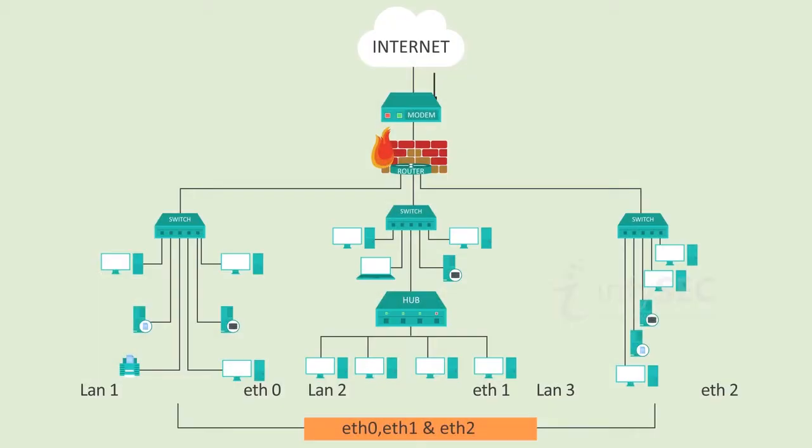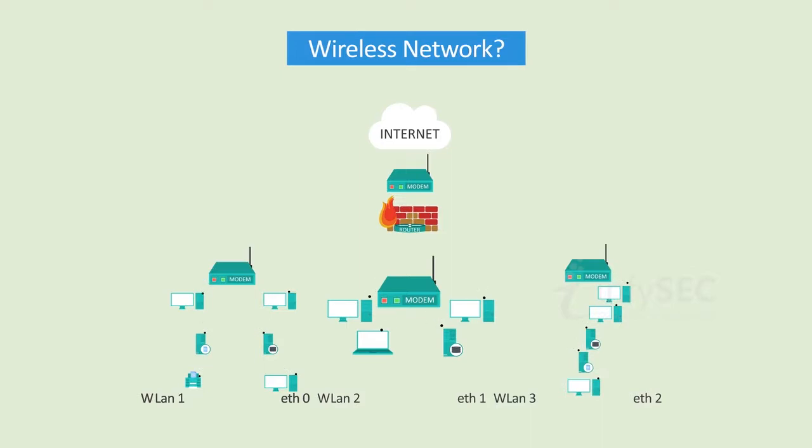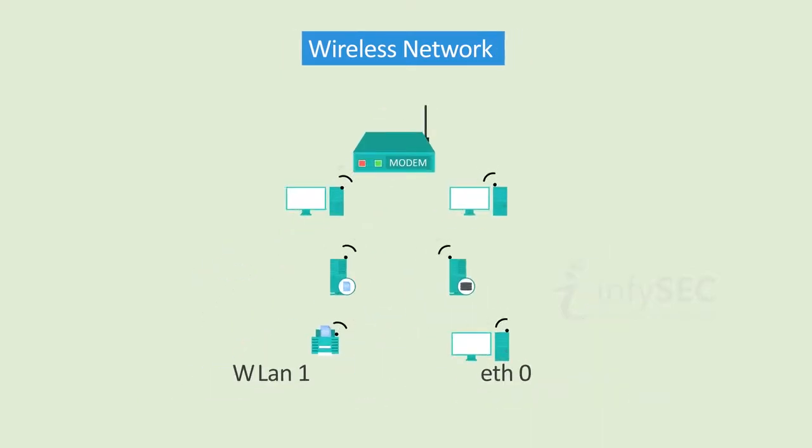Wireless network. Stop here, for we have covered network attacks only on wired networks. What if it is a wireless network? What is a wireless network? A network that uses radio waves to establish communication between two or more devices within a limited coverage area is known as a wireless network.